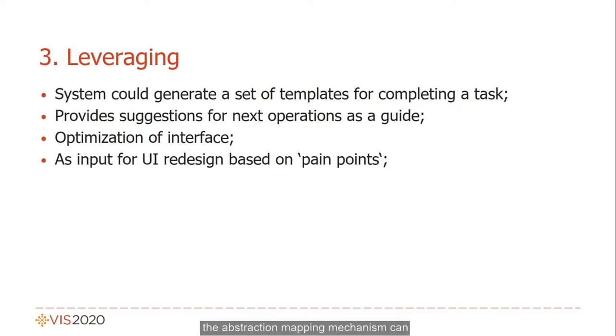The user is then guided through those steps. Similarly, the abstraction mapping mechanism can support bottom-up processes building upon individual interactions. In this case, the system permits the user to begin interacting with the system and will provide suggestions for the next operation that will guide the user towards completing their task.